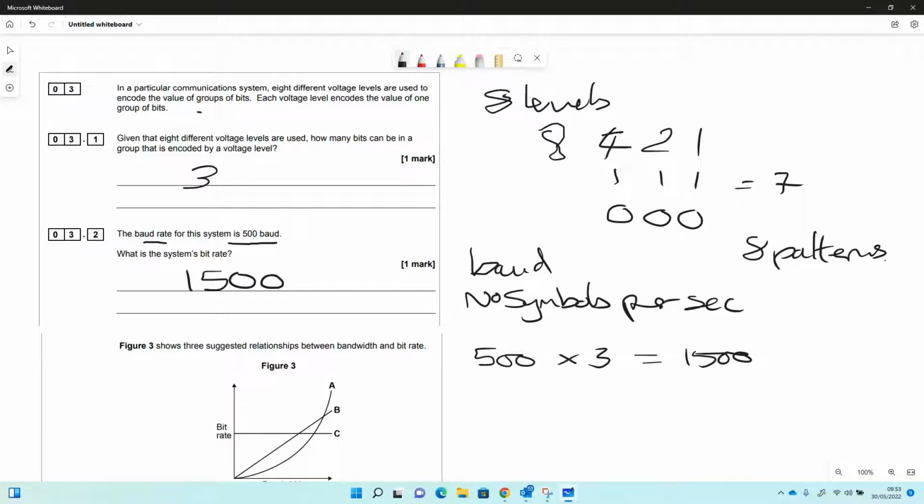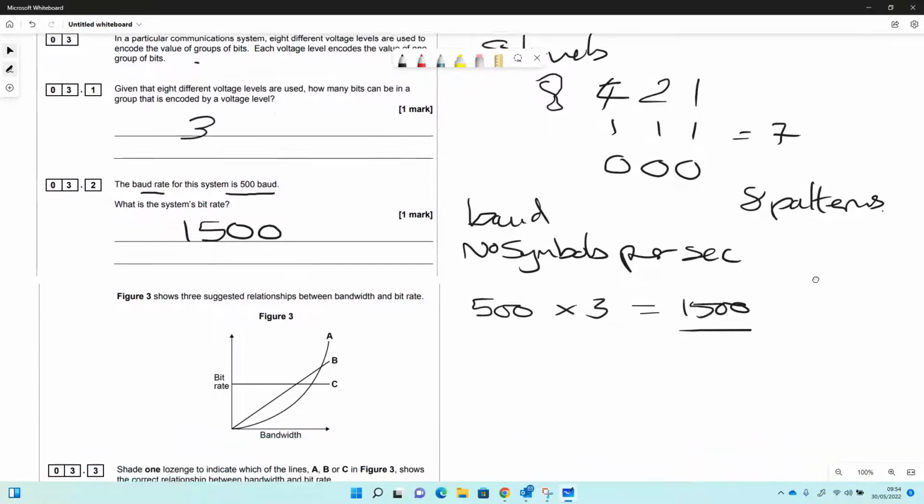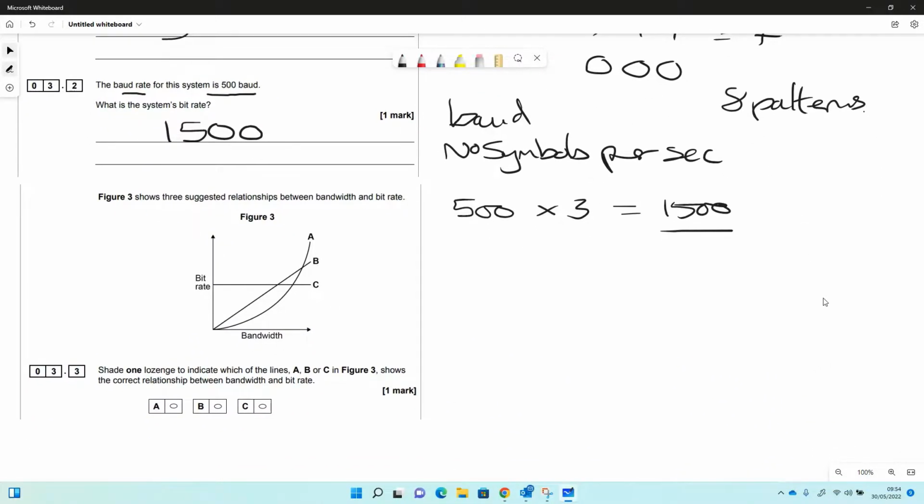So the thing to remember on that one is that baud rate is symbols per second, and we've got 3 binary symbols that we're sending. So if the baud rate's 500, we're sending 500 of those bit groups per second, which is 1500 individual bits. So then we've just got to select the lozenge here.